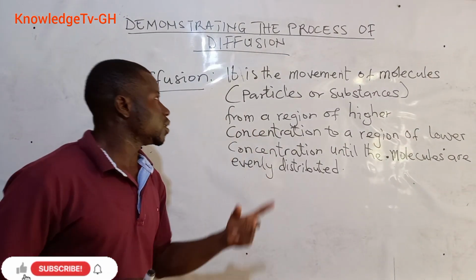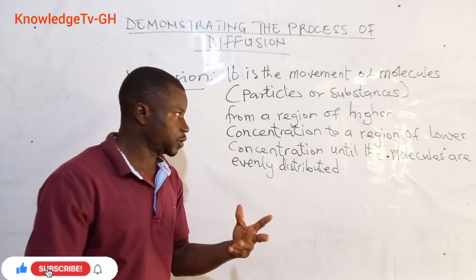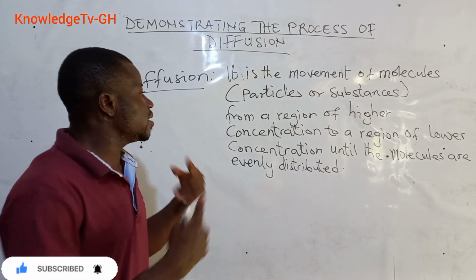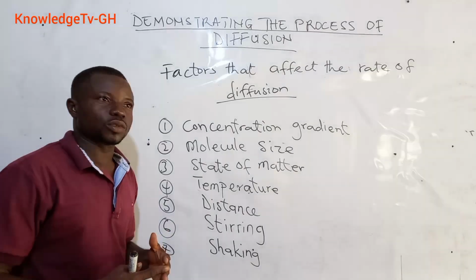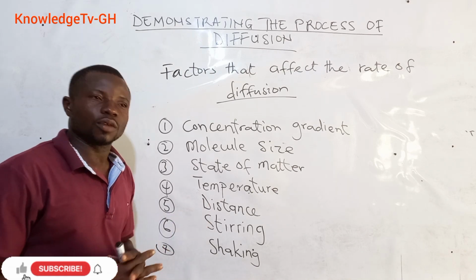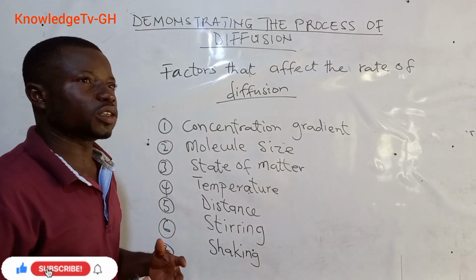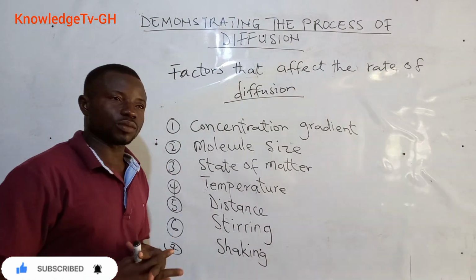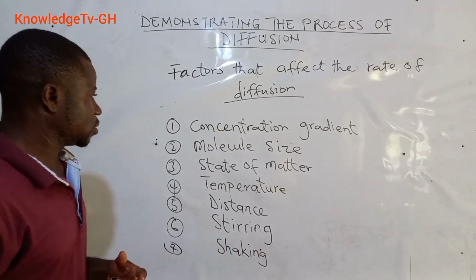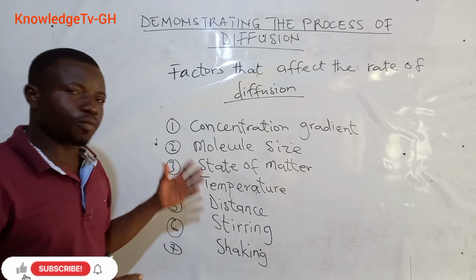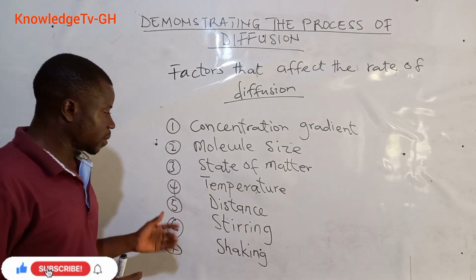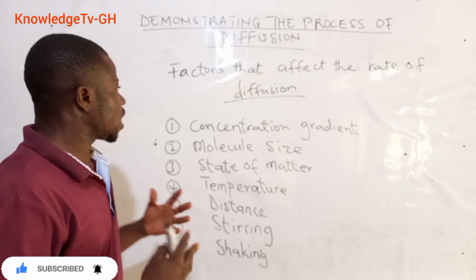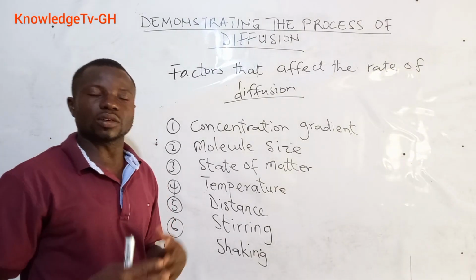So it is the movement of molecules from a region of higher concentration to a region of lower concentration until the molecules are evenly distributed. That is diffusion. Now, the factors that affect the rate of diffusion; we are saying there are things that will affect how diffusion occurs. The factors here are concentration gradient, molecule size, state of matter, temperature, distance, stirring, and shaking. In the practicals, we are going to see how all these factors affect how diffusion occurs.